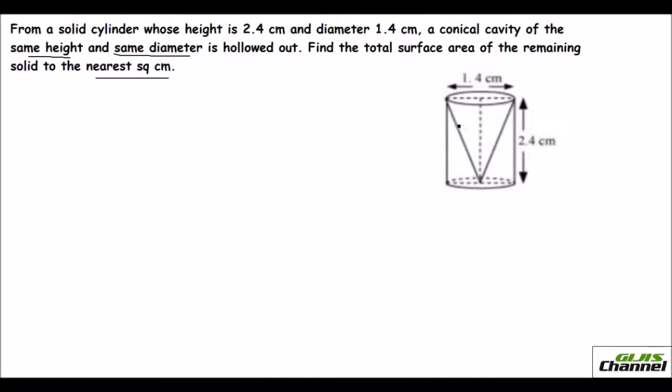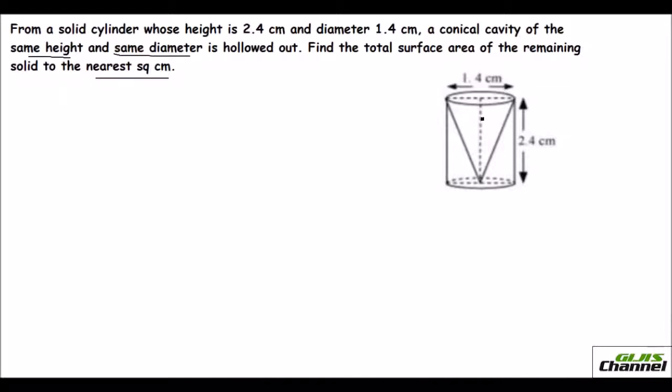So just imagine the total surface area would be the curved surface area of the cylinder, and you have the base for the cylinder. And inside it will be like this shape. This shape is the conical curved surface area of the cone, the conical cavity which has been hollowed out. Understood? I repeat, you have a cylinder.